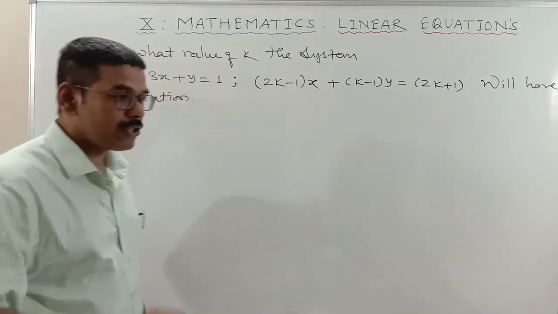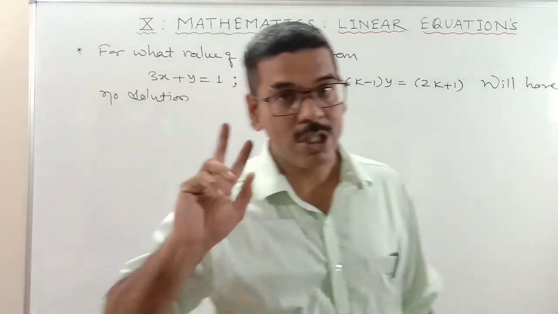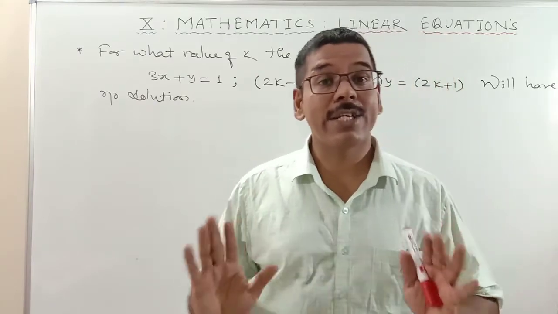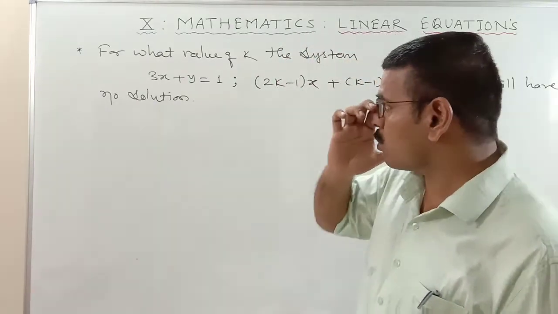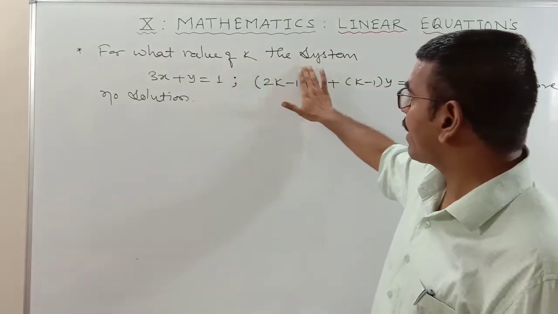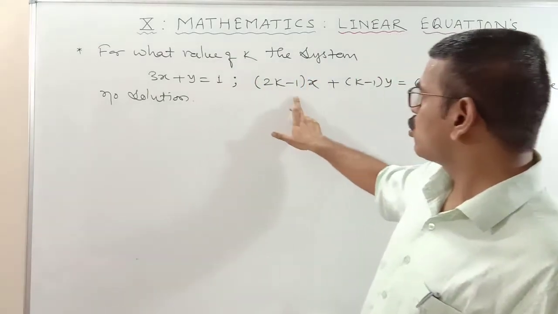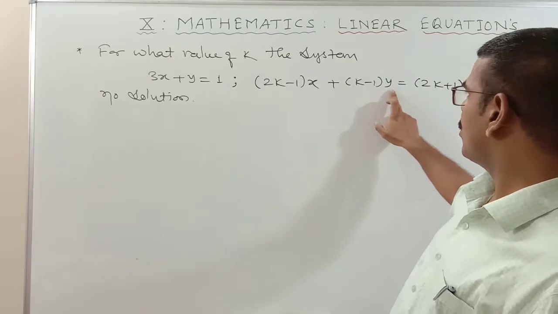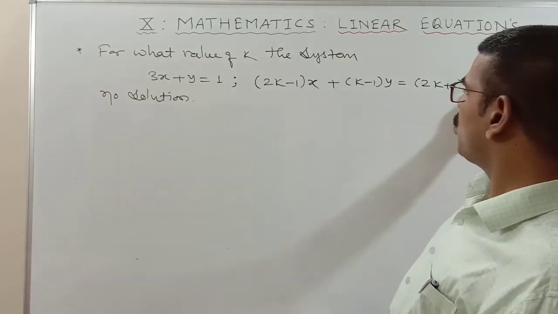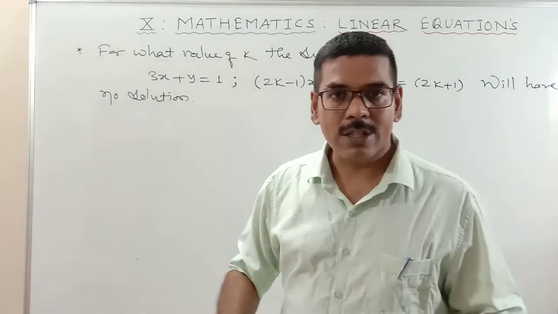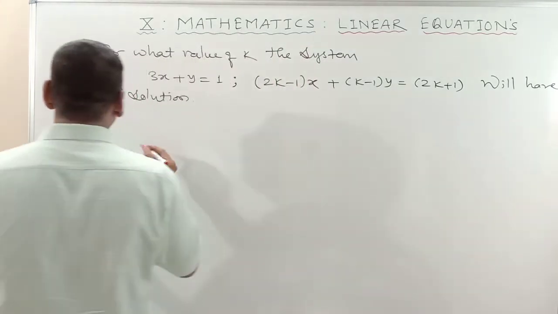So let's solve the question. That's a very simple question. Read the question twice at least and try to understand it. For what values of k does the system 3x plus y is equal to 1, (2k minus 1) into x plus (k minus 1) into y is equal to 2k plus 1 have no solution? So very first we'll write the given.